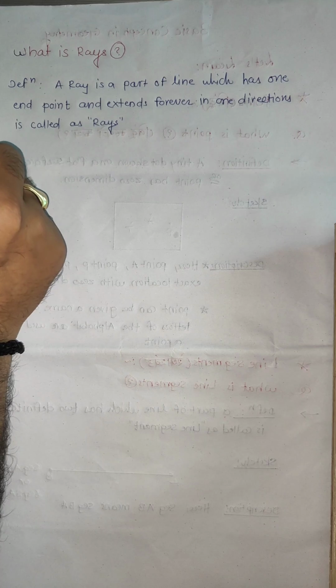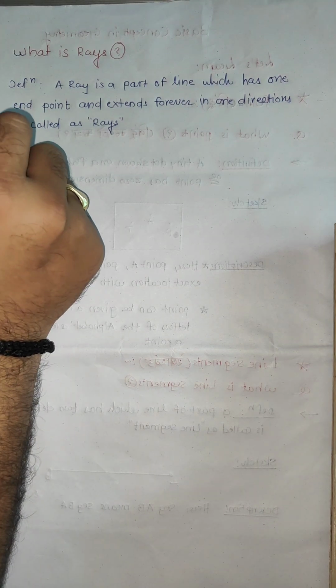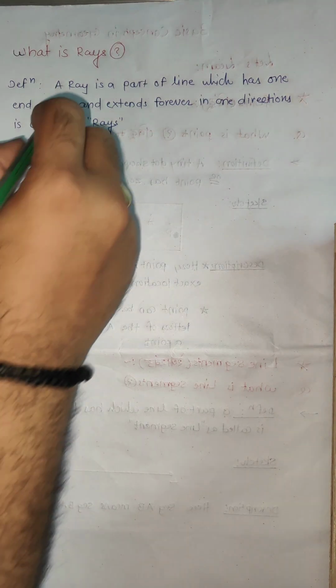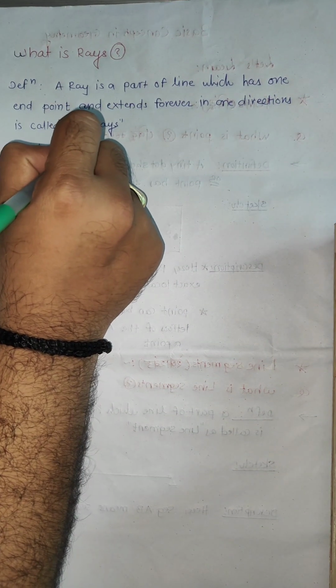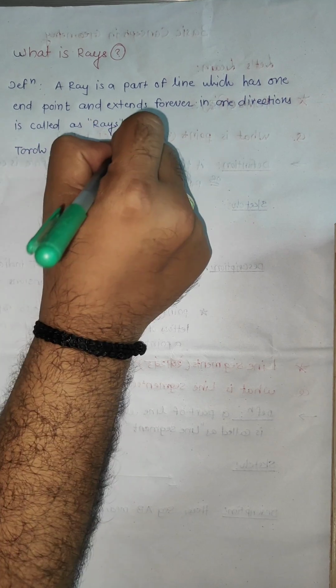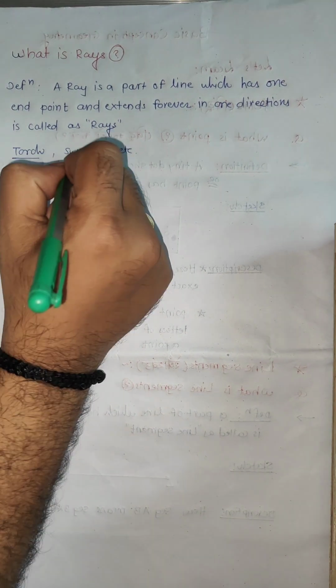Example. What are the examples? The first example is a torch. The second example is sun rays, etc. Another definition: a part of a line with a single endpoint. Sun rays move in all possible directions, and a torch spreads light in one direction. So these are examples of rays: number one, torch, and number two, sun rays.